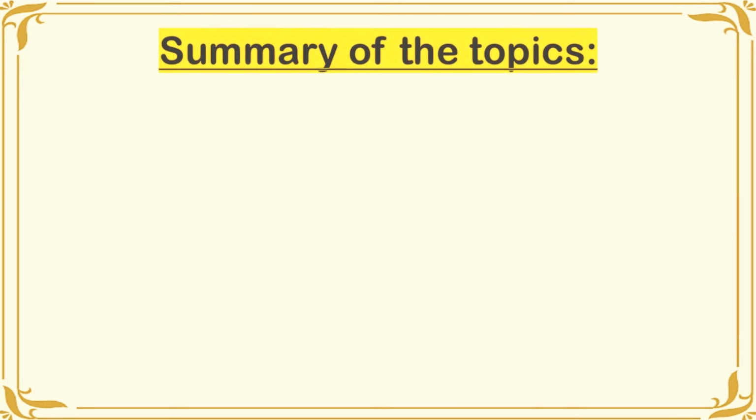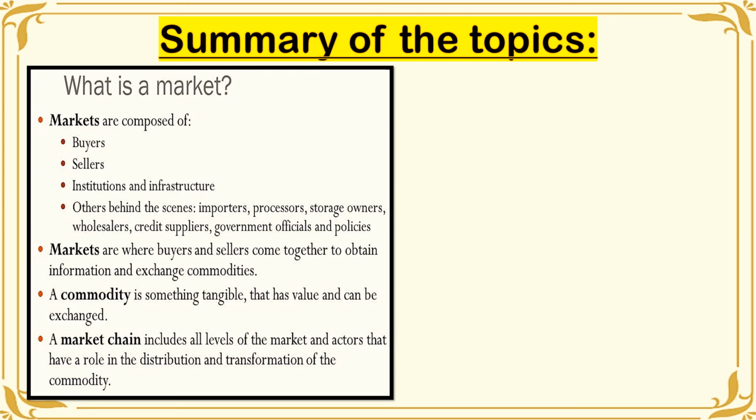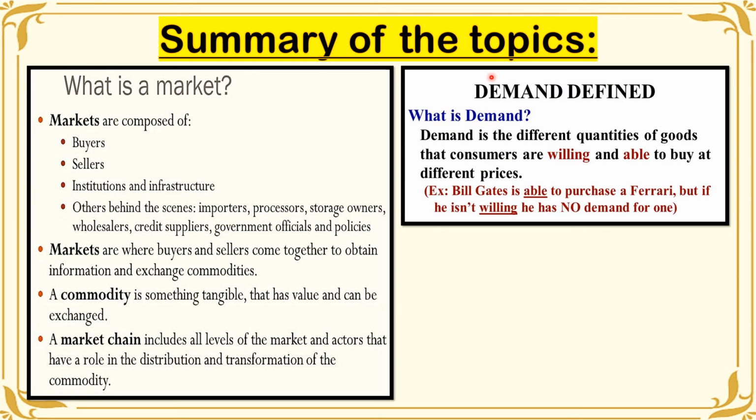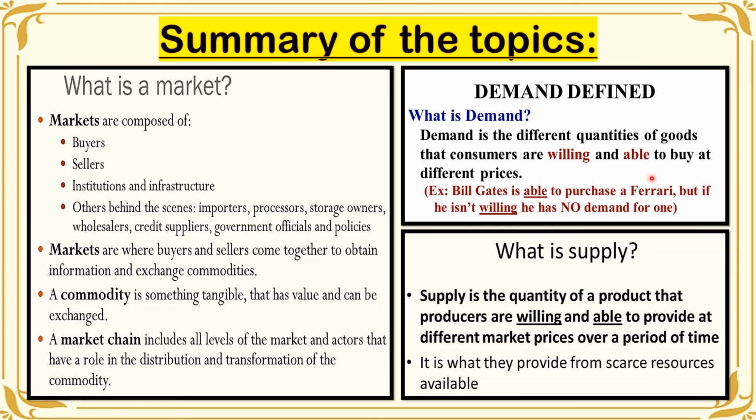Okay, class. So for the summary of the topics, we have discussed first about market, composed of buyers and sellers, and of course, a place where they meet together. The second topic that we have discussed is about demand. It is the different quantities of goods that consumers are willing and able to buy at different prices. And the last one is supply. Supply is the quantity of a product that producers are willing and able to provide at different market prices over a period of time.